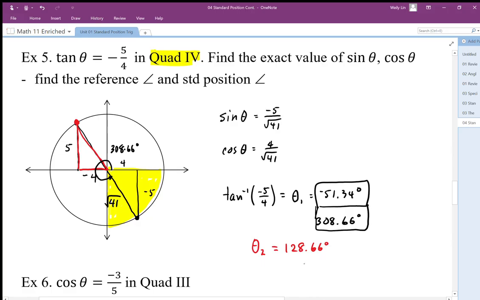And that's the wrong one. That's not the one I want, because I want the quadrant 4. So I'm just going to make sure I highlight that. These are both quadrant 4 angles. That θ2 is not. The last thing here, it asks for the reference angle.